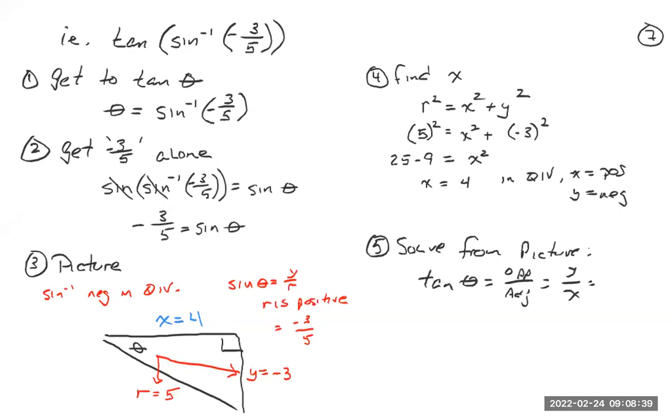And we're still going to solve from the picture. Tangent is still opposite over adjacent. It's still y over x. But now my answer is -3 over 4. All right, so pay attention to where you're drawing your picture. It's either going to be quadrant 1, quadrant 4, or quadrant 2, depending on what you're being asked to evaluate.